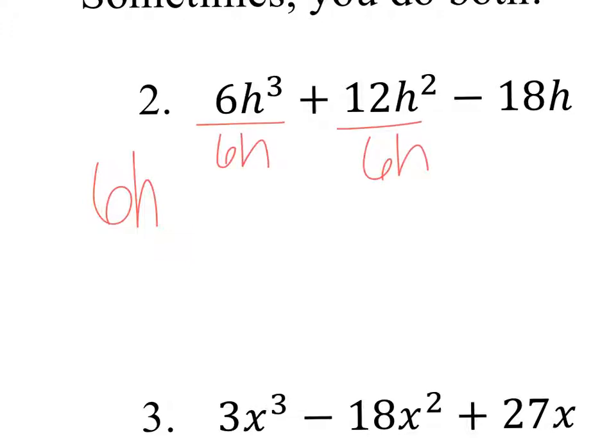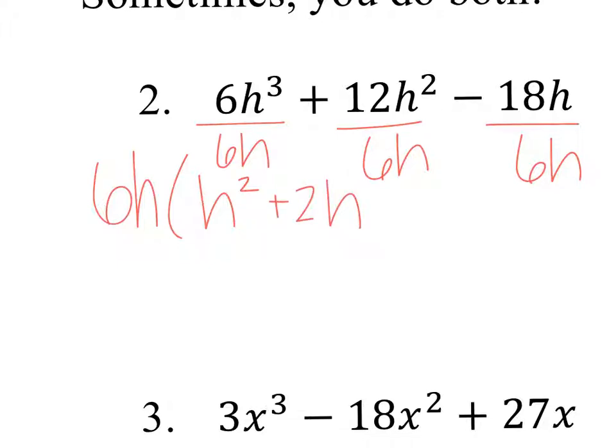All right. So let's think about dividing each term by 6h. All right. If I do that, what would I get for my first term? Awesome. H squared. Second term? Awesome. 2h. And last term? Good. Minus 3.